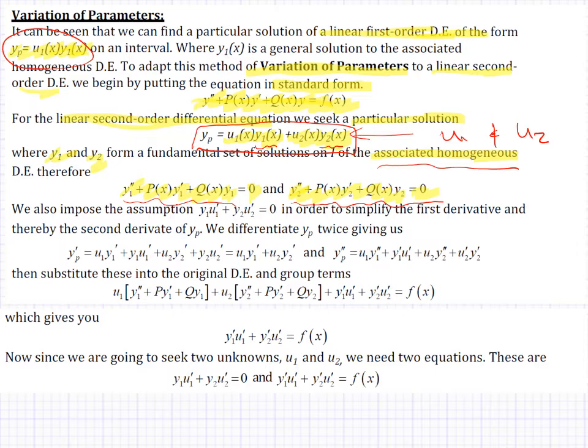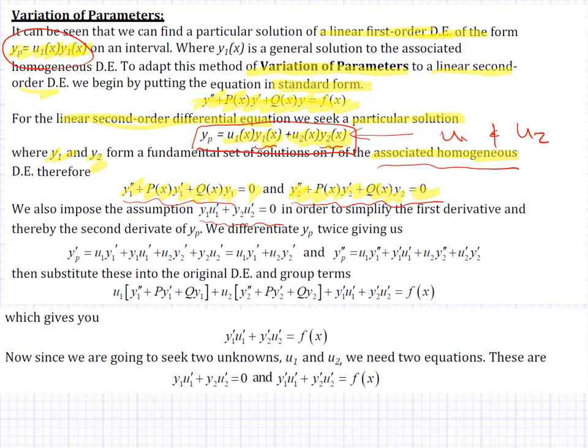Next, we're going to impose an assumption, which is right here. It really is a restriction on what u1 and u2 can be. Now, there's no real good reason why we have this assumption or restriction, other than because it works.